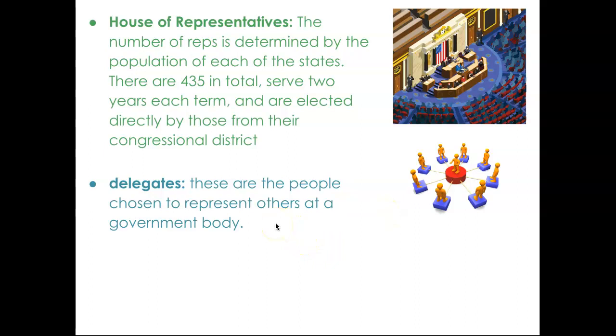And so today, if I send a person from our class to go represent us in a meeting, right, they would be our delegate.